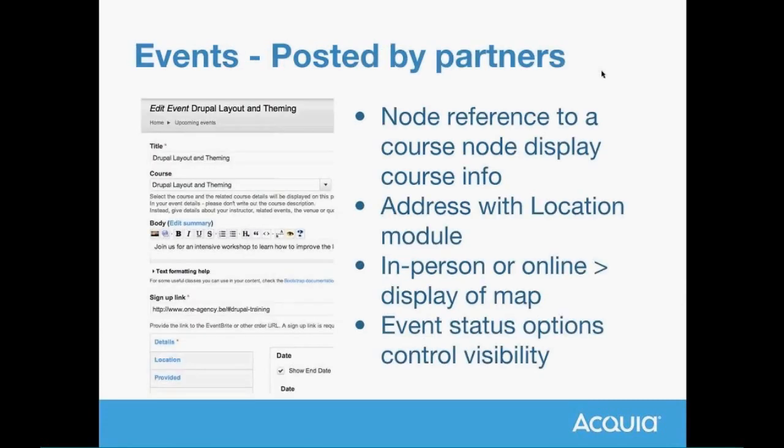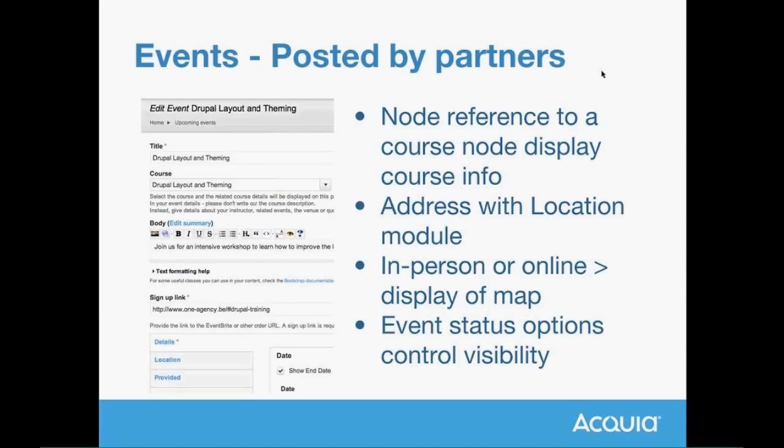So, event nodes. These are created by our partners. They have, like I mentioned already, a node reference to a course node, and via that node reference, we actually display the course information, or a brief part of that information, at the top of each event node, as you saw.